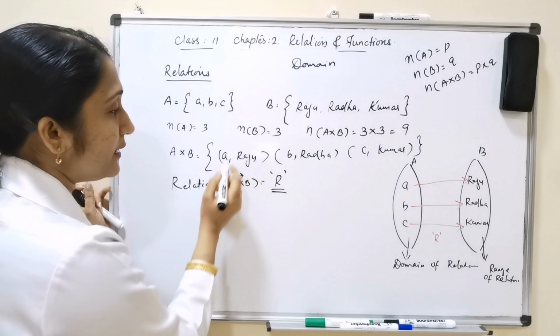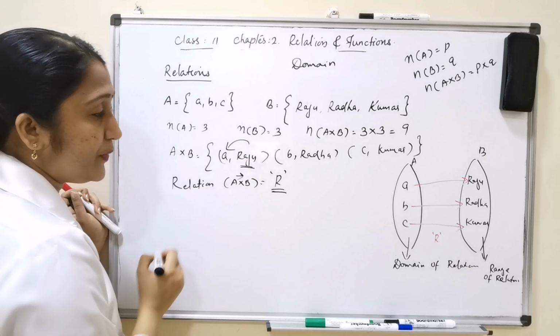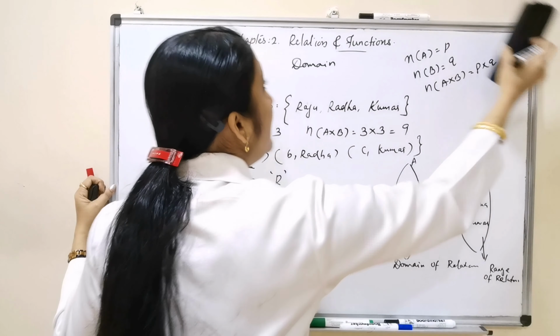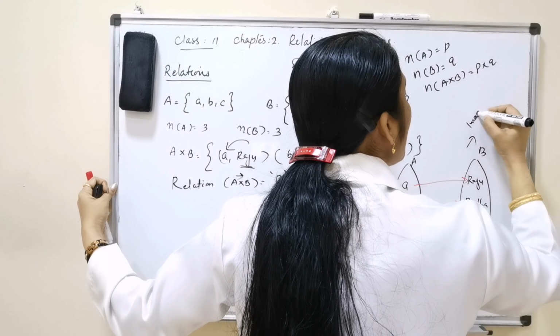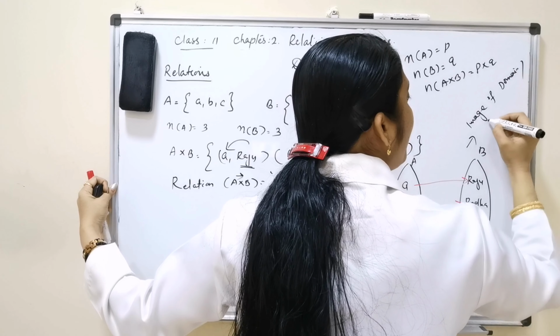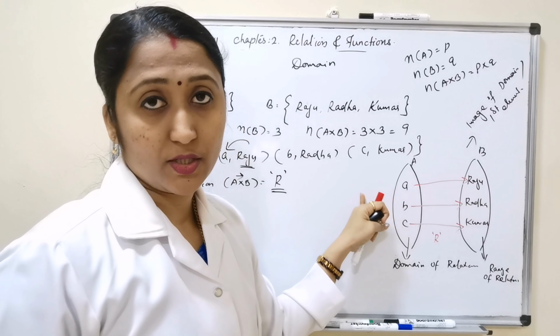From the subset, Raju is the image of the first element. So this is called the image of the first element. So this is called A, and B is called the image of the domain, or image of the first element. Set of A elements.